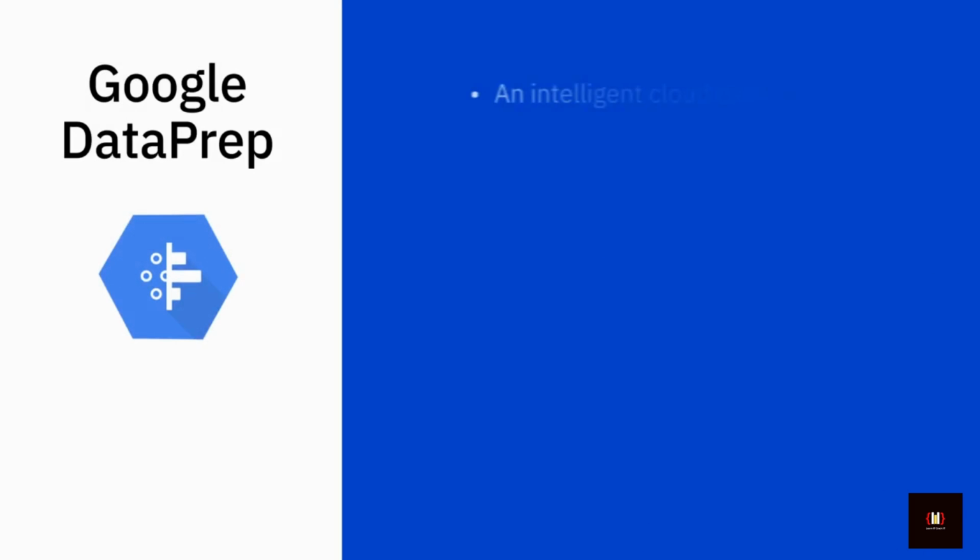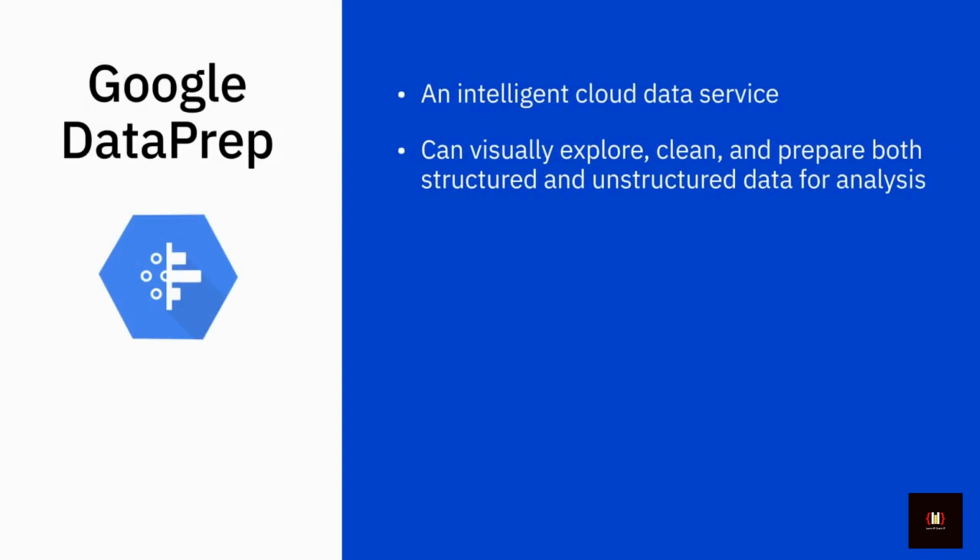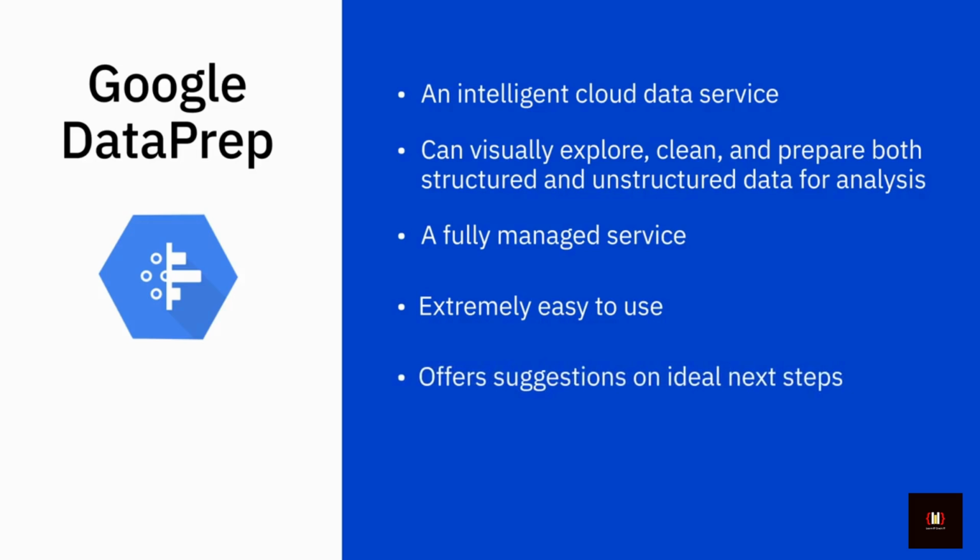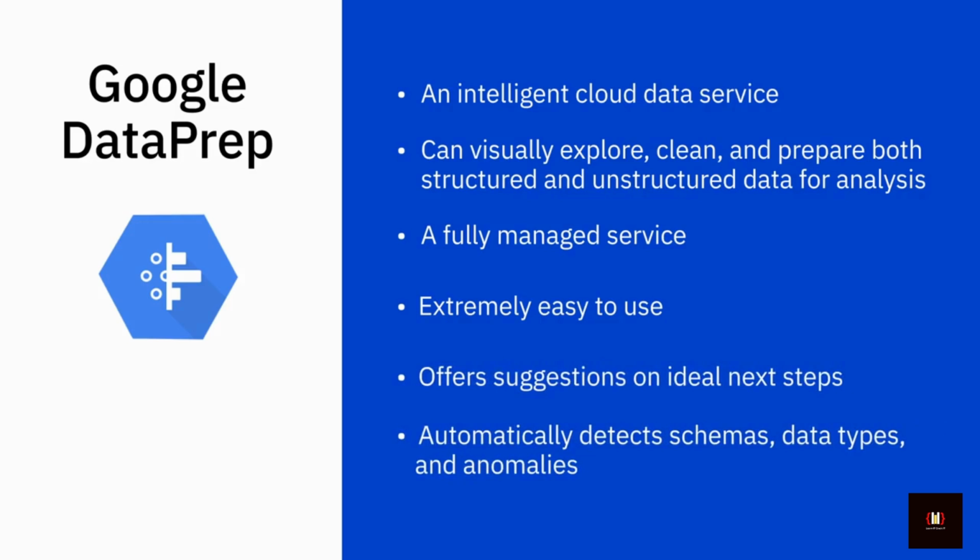Google Data Prep is an intelligent cloud data service that allows you to visually explore, clean, and prepare both structured and unstructured data for analysis. It is a fully managed service, which means you don't need to install or manage the software or the infrastructure. Data Prep is extremely easy to use. With every edit that you make, you get suggestions on what your ideal next step should be. Data Prep can automatically detect schemas, data types, and anomalies.